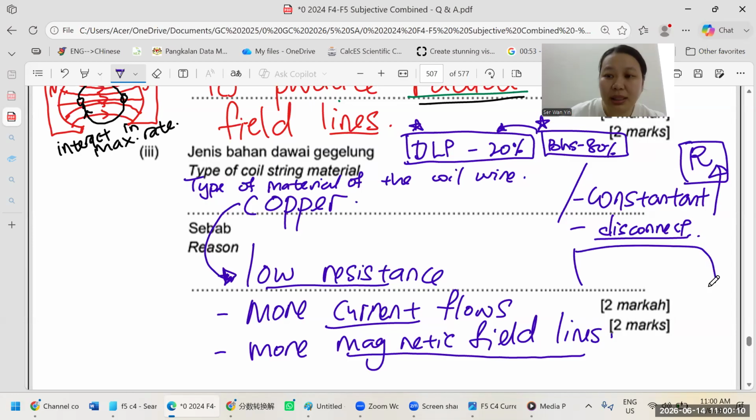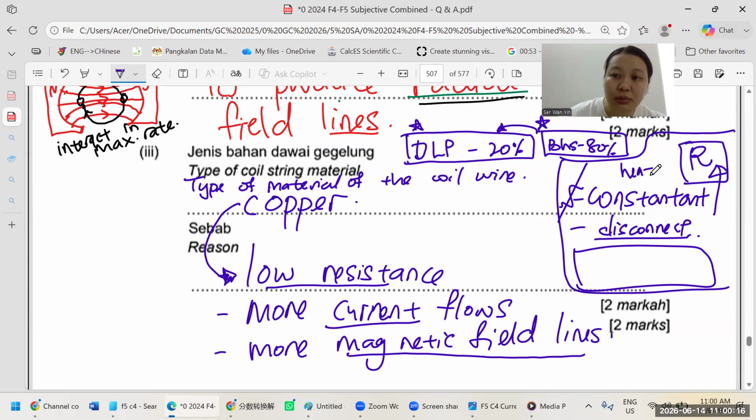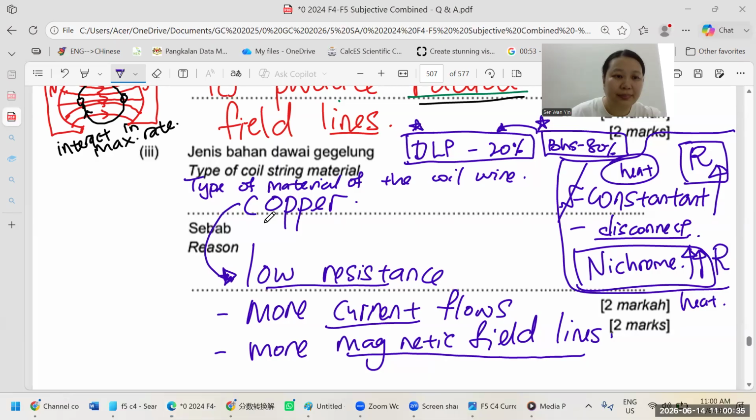But the highest is what? This one cannot be used here. So with high resistance, we want to produce heat. So the best is nichrome, like our kettle and our shower heater. They all use nichrome wire. Highest resistance produces heat better and faster.